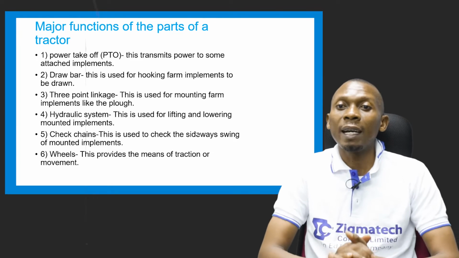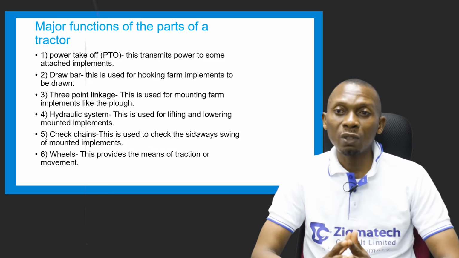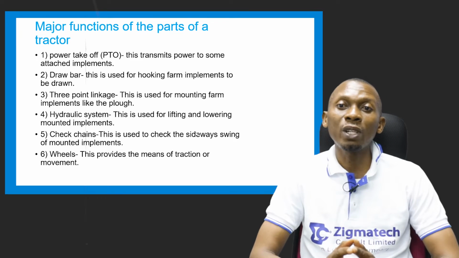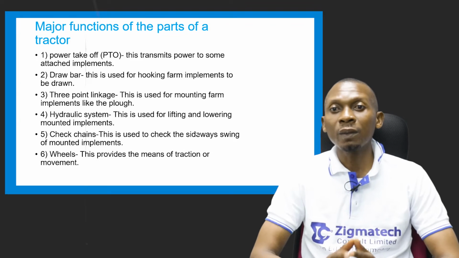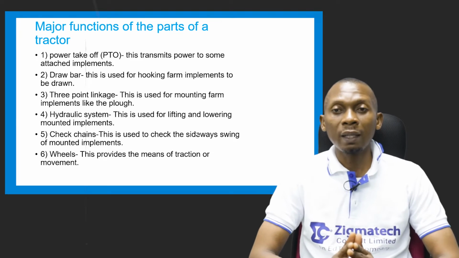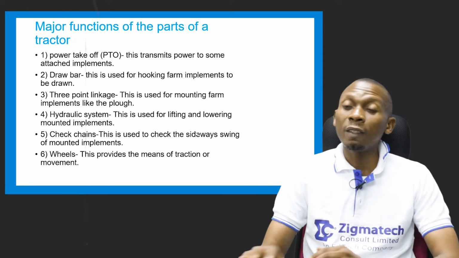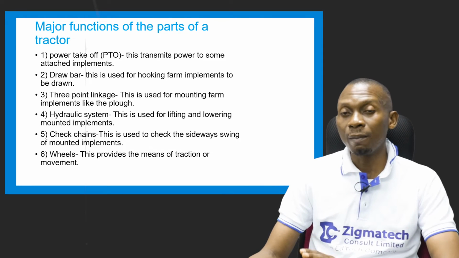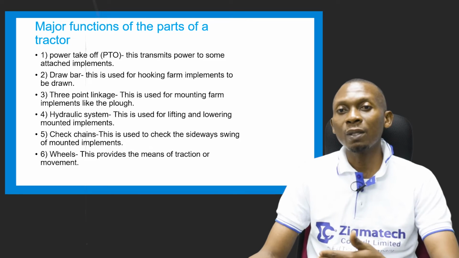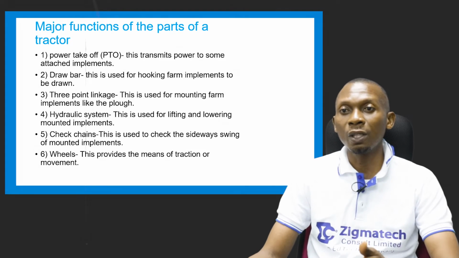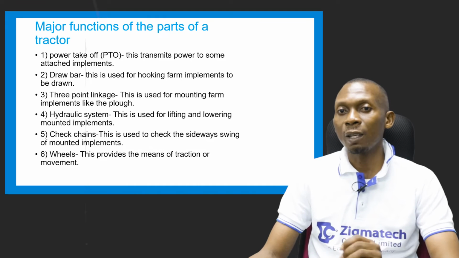Then we also have the hydraulic system. We're looking at the functions of the parts of a tractor. Now, what's the purpose of the hydraulic system? It's used for lifting and lowering mounted implements. Those implements that are attached to the 3-point linkage that need to be lifted or lowered, like the plows or the harrows. As I said, when the tractor is on the field, on the farm, these implements need to be lowered to carry out tillage practices. But once it's been returned to the garage, you don't need to lower it. It needs to be lifted up. So the hydraulic system helps to achieve that.